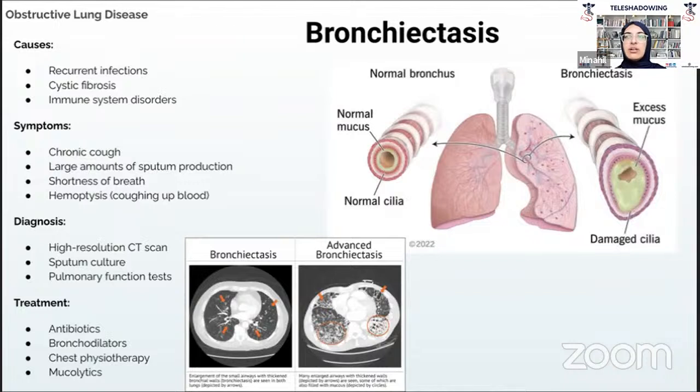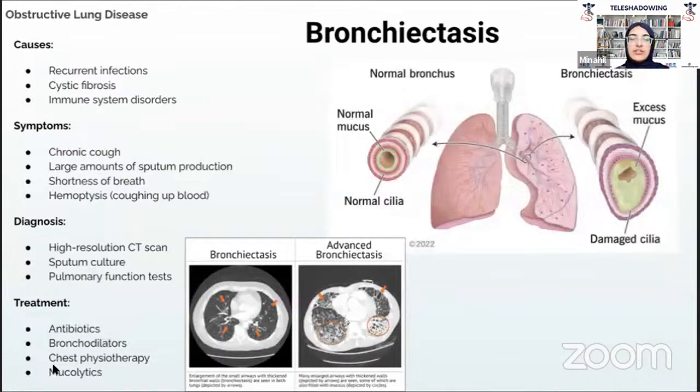If there's poor ciliary mobility, remember the cilia are very important in our lungs, that could be due to someone smoking a lot of tobacco. It also could be due to cystic fibrosis. It could also be due to a pulmonary infection as well.